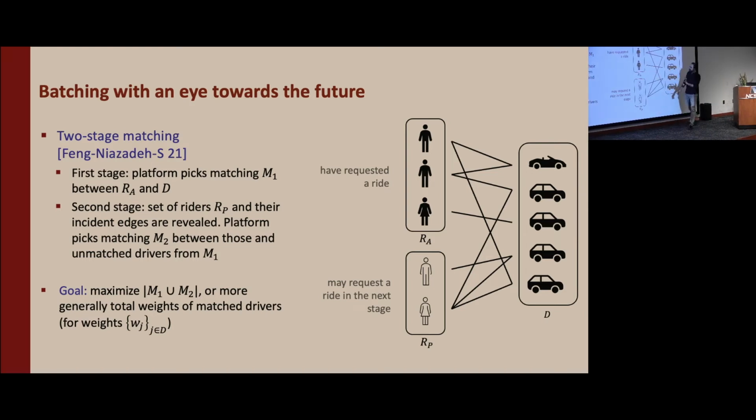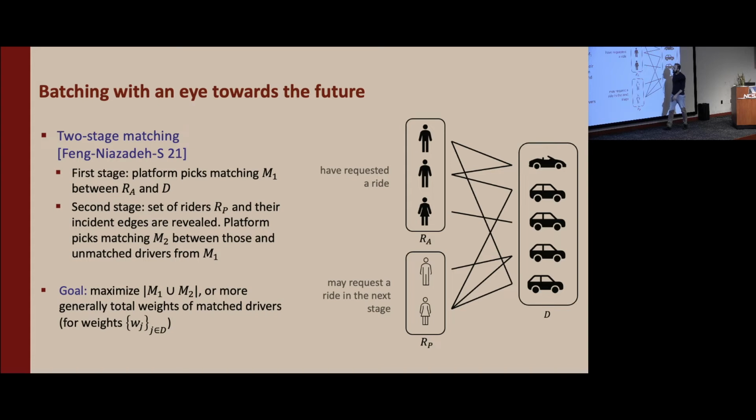So let's look at the baby version of the problem first. The problem is sort of in 2 stages. You have the set of cars. In the first stage, you have a set of riders. They come, they request a ride. The platform can pick a matching between the riders and the drivers.